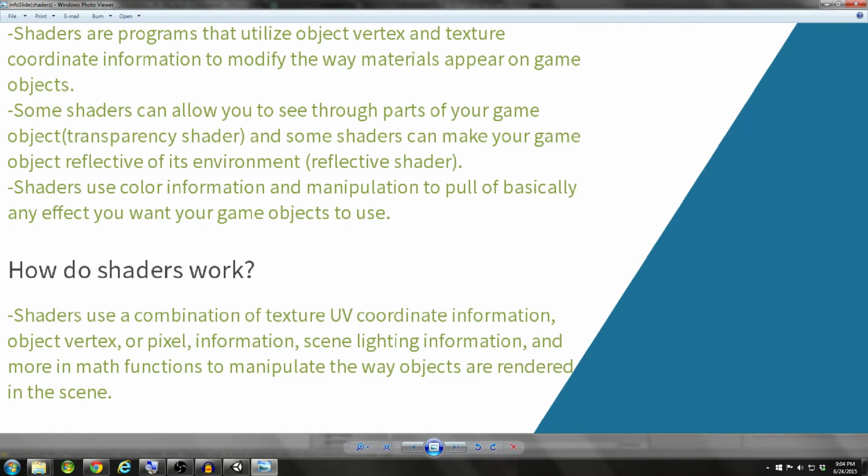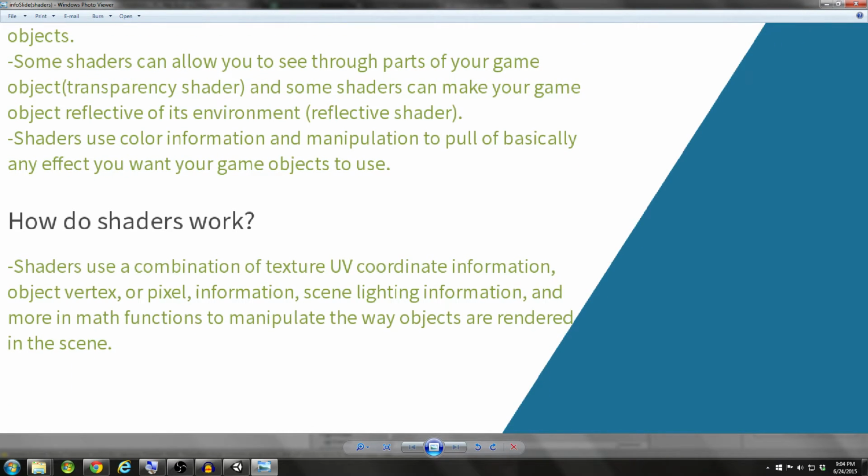All right, so how do shaders work? Well, this is a very complex topic, but I'll give you guys a high overview. Shaders will use a combination of a lot of different elements that you feed to it to give you the result that you want. So it'll take in texture, UV coordinate information, object vertex or pixel information, and even scene lighting information from around your game objects. And it'll use that sort of information inside math functions to manipulate the way objects are rendered in the scene.